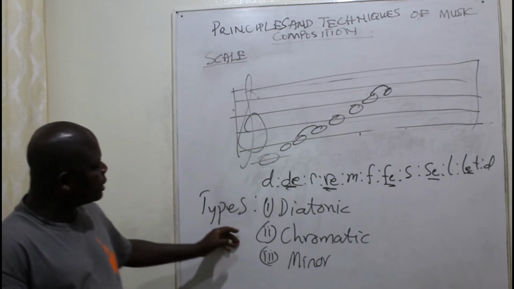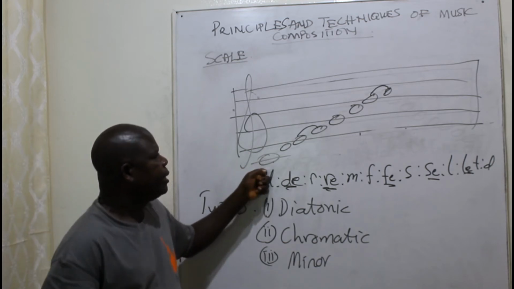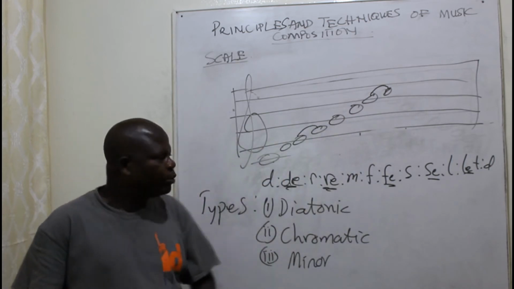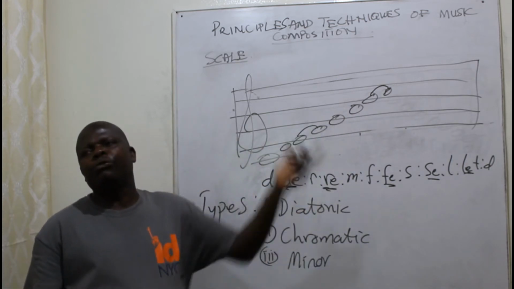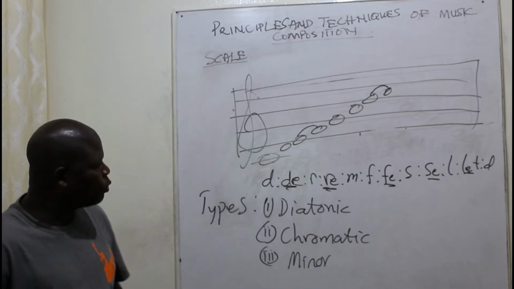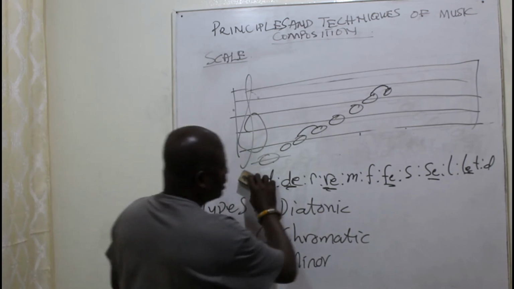Just like the diatonic scale, where you start from tonic to tonic. Now, for minor, you start from the supermedian to the next supermedian note, and that is what we are also going to see. Let's see it.